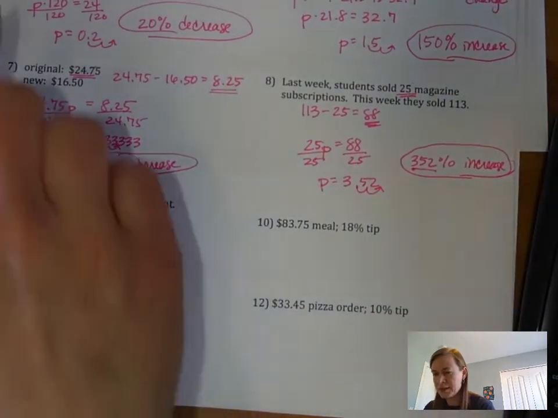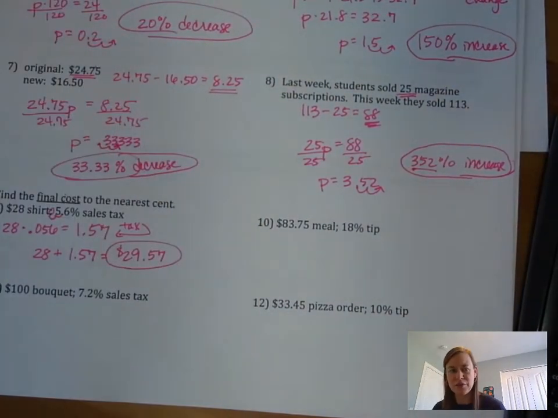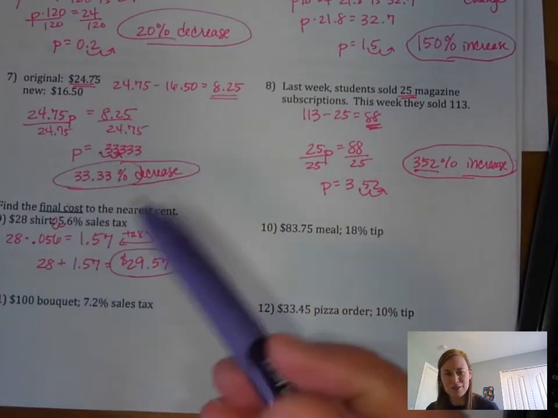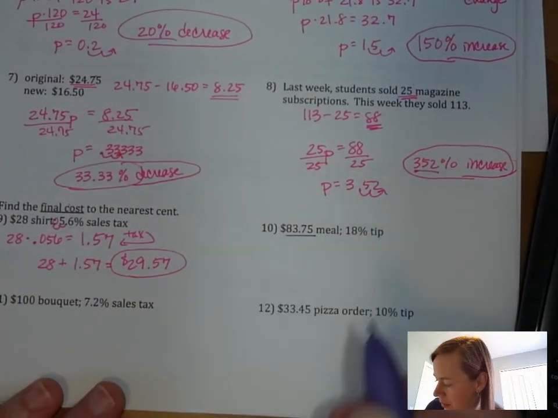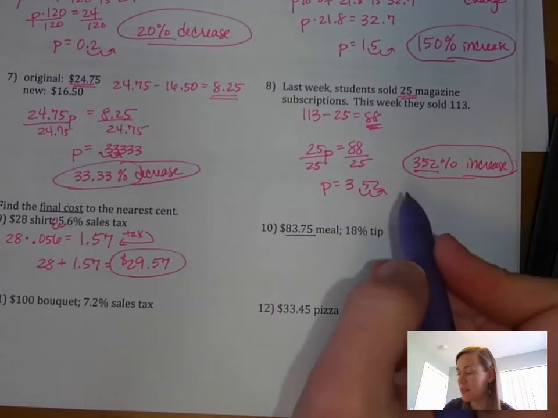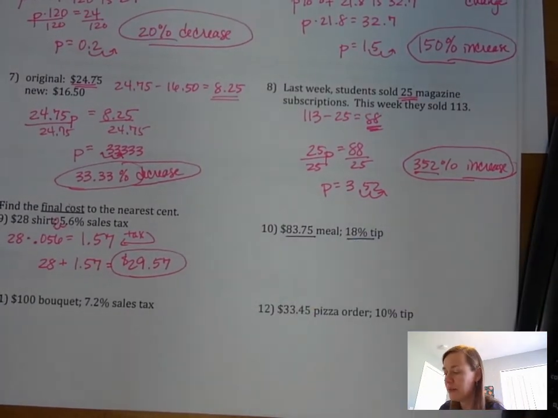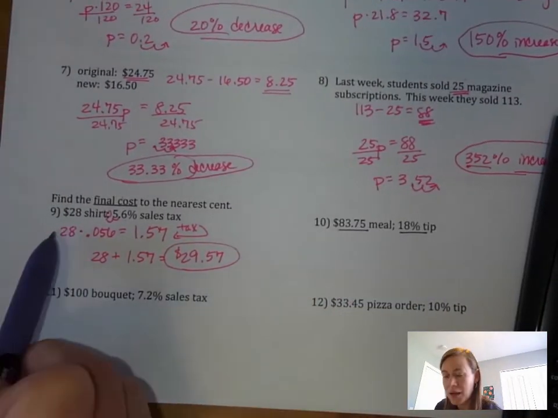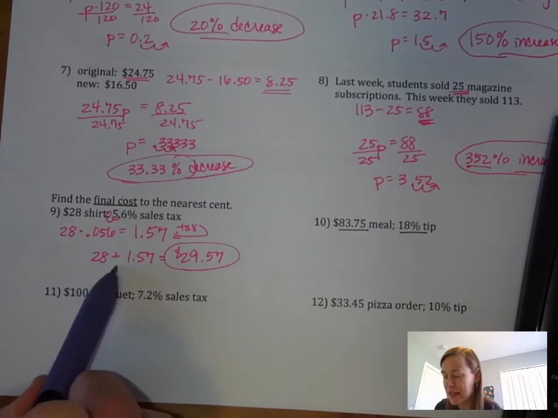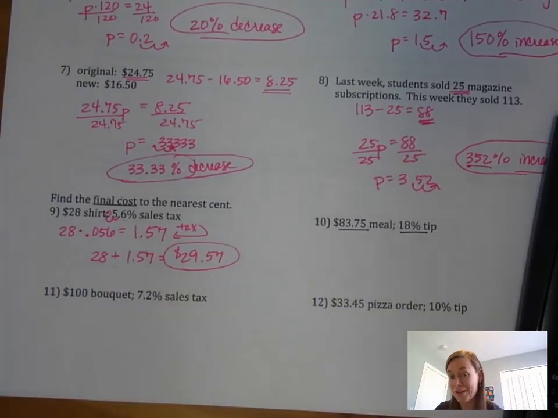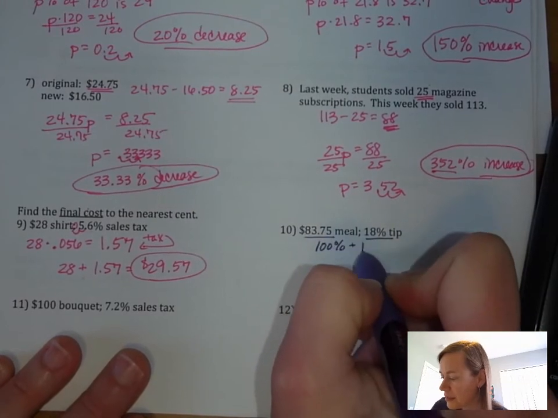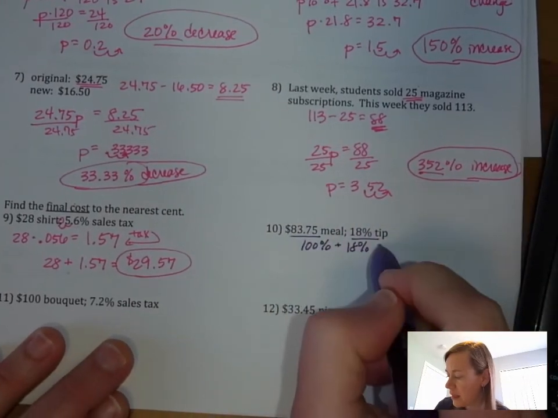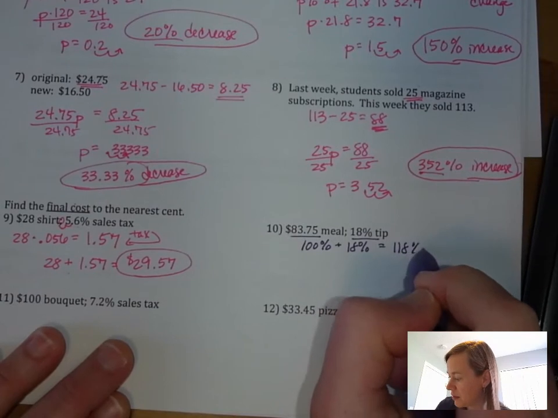Let's go on to number 10. Now number 10 I'm going to solve a different way. So pink will be this way, and then I'll use purple pen for the other way. So this time you have a meal that costs $83.75, and you're going to leave an 18% tip. So in this problem I multiplied first and then added second. In this problem I'm going to add first. What am I going to add? I'm going to add 100% plus 18% to get 118%.